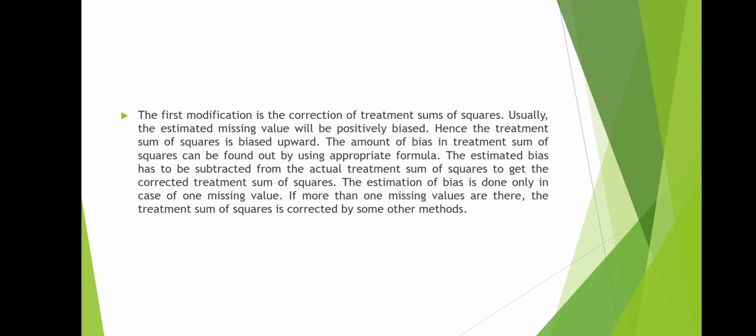The estimation of bias is done only in case of one missing value. If more than one missing value is there, the treatment sum of squares is corrected by some other method. So in case of one missing value, the treatment sum of squares, which is calculated from the treatments, should be corrected.